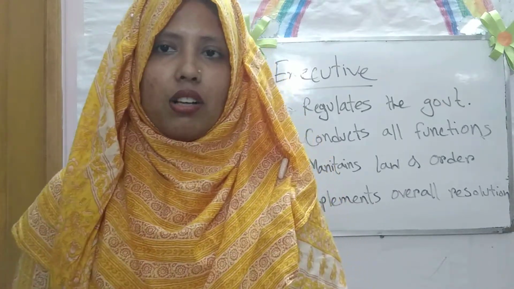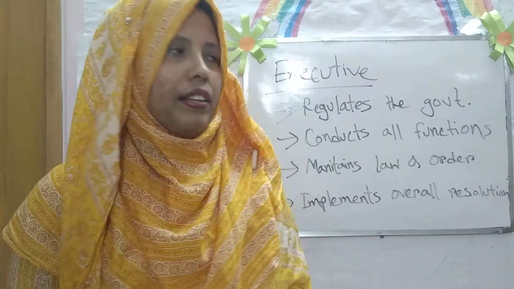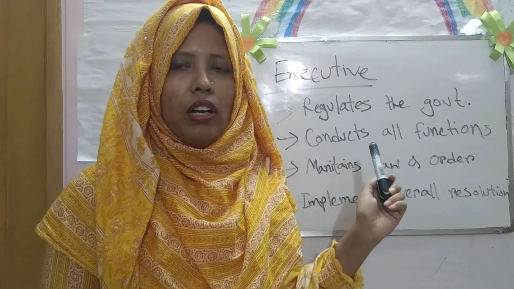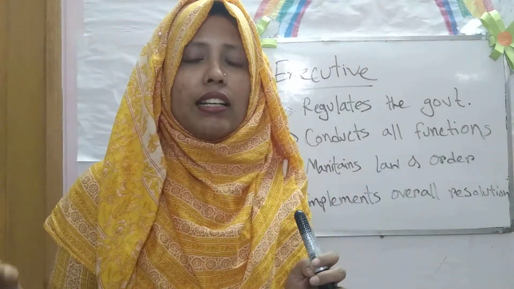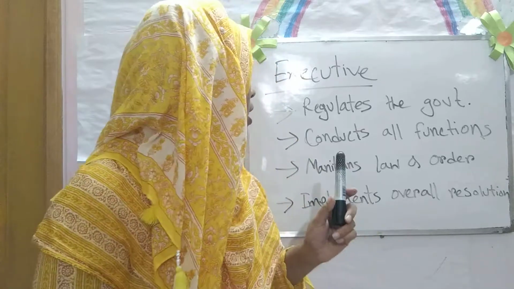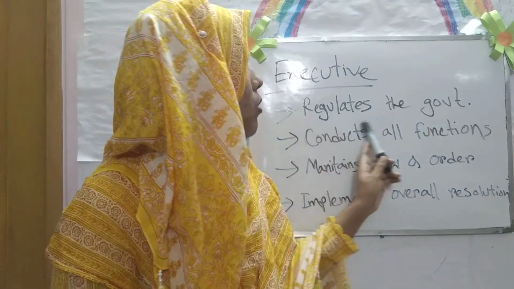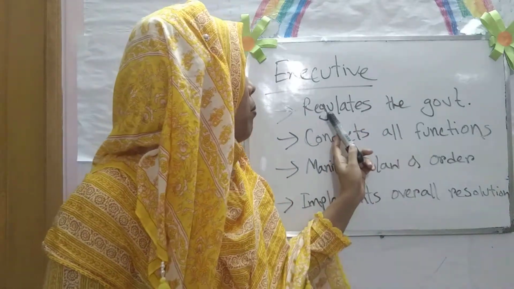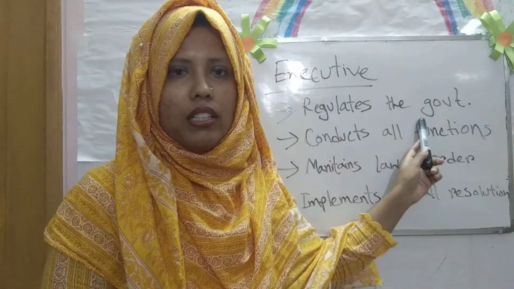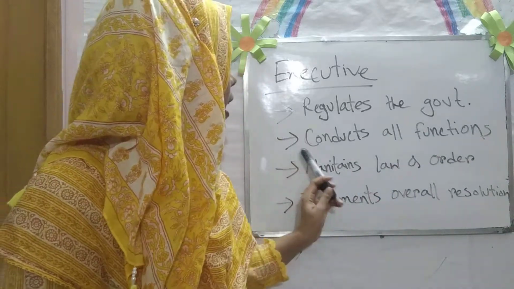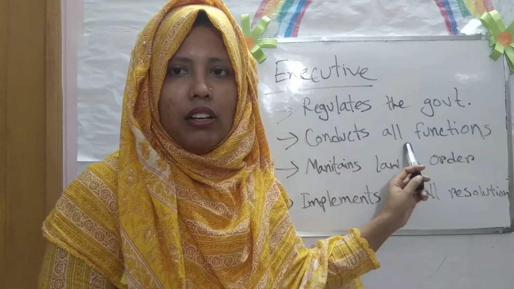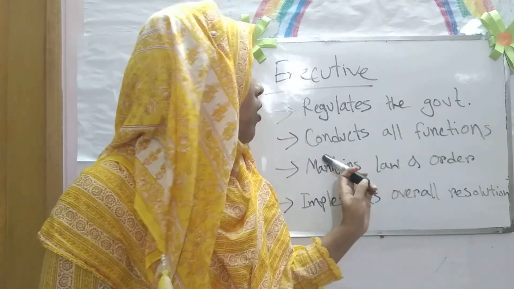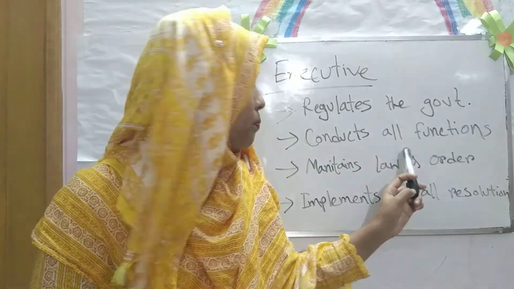What are the activities of the executive group? Here are some points. At first, the executive group works for maintaining the discipline of the country. For that, they regulate the government. The members of the executive group mainly regulate the government. After that, they conduct all the regular functions and occasional functions. All types of functions are conducted by the executive group.